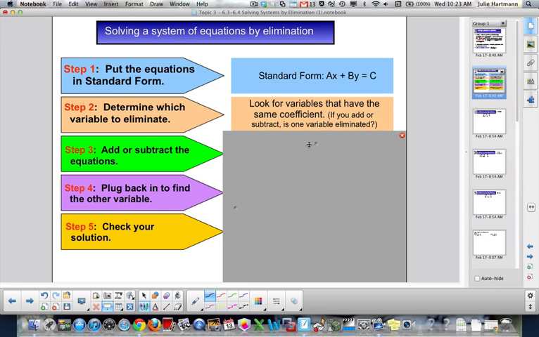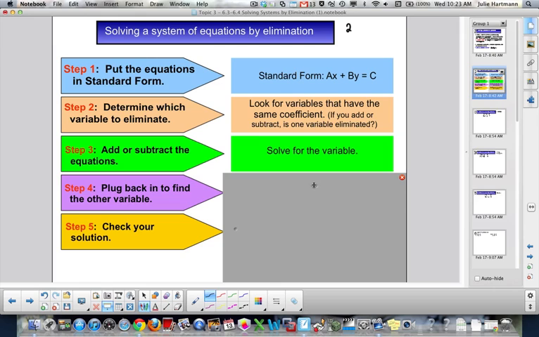Next, determine which variable we need to eliminate. We look for variables that have the same coefficient, or where if you add or subtract, one variable is eliminated. That's what you want to look for. For example, if you have 2x plus 3y equals 4, and negative 2x plus 5y equals 6, the 2x and the negative 2x would cancel. I'll show you on the next slide what I mean.